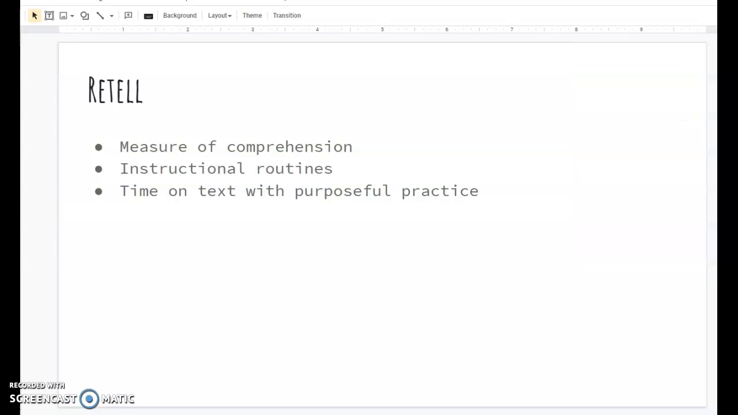Remember, retell is a measure of comprehension. Retell can be strengthened with certain instructional routines in your classroom, as well as time on text with purposeful practice. If you look at your retell scores and find that your students are below probably 80% proficient or 80% benchmarked on that, I encourage you to direct yourself to the video that looks at instructional practices, student groupings, and possibly even looking at module preparation protocols.